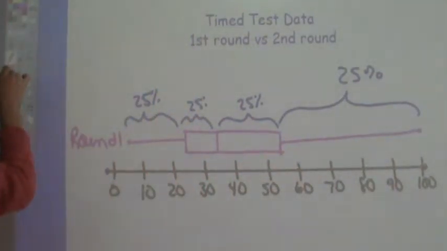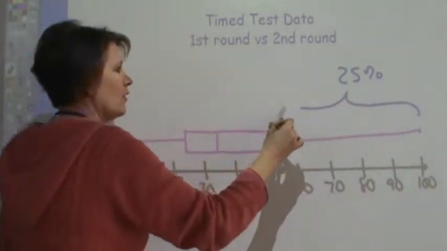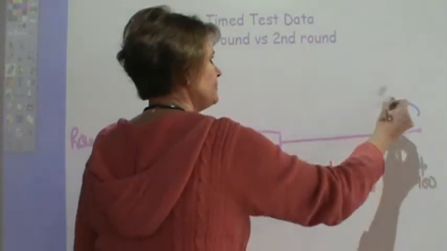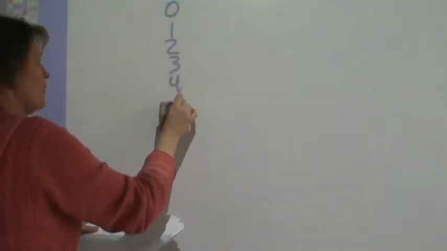Now I'm going to erase that because I need to have room for the round 2 data. So let's go over here for round 2. Again, I would take my data 0, 1, 2, 3, 4, 5, 6.